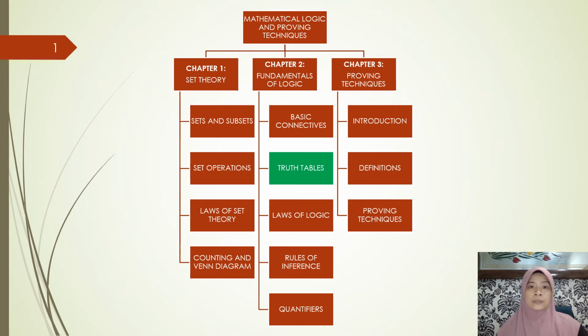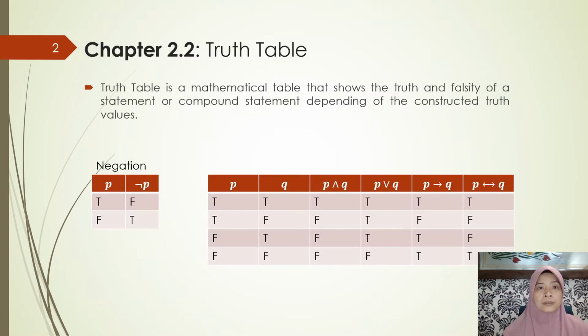Okay, so now we have finished with basic connectives, so we proceed with truth table. A truth table is a mathematical table that shows the truth and falsity of a statement or compound statement depending on the constructed truth values. So the truth value here can be either true or false.